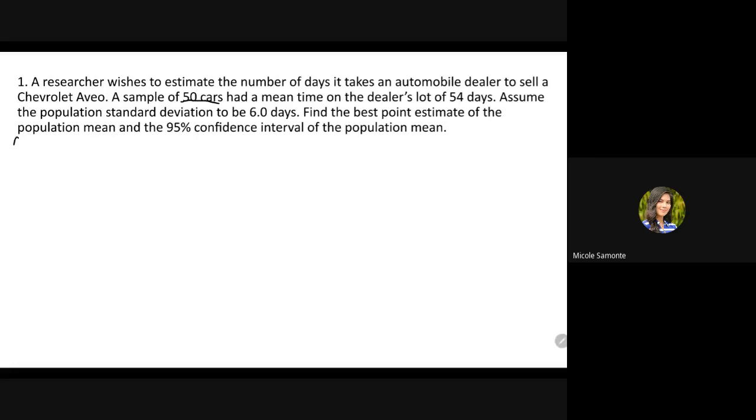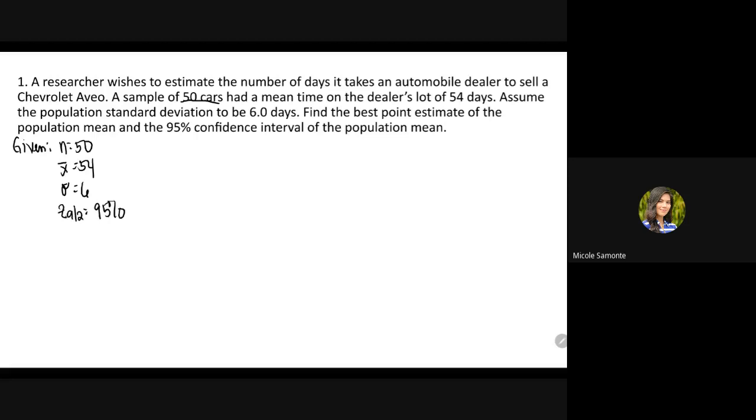I suggest ilista nyo lahat ng given. Meron ka dyan na sample na 50. Meron tayong binanggit dyan, a sample of 50 cars had a mean time on the dealer's lot of 54 days. So yung 54 ay sample mean. Tapos meron pa siyang binanggit na assume the population standard deviation to be 6 days. So that is 6. Find the best point estimate of the population mean and the 95% confidence interval of the population mean. So the Z alpha over 2 there is 95%.